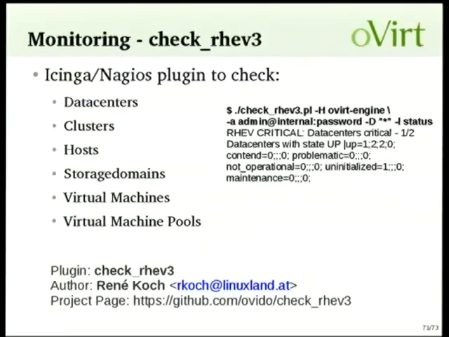As we were talking about monitoring, I just want to introduce another project done by us. It's a monitoring plugin for Icinga and Nagios written in Perl, where you can monitor all your data centers, clusters, hosts, virtual machines, and so on. It's written in Perl, as I like Perl, and it uses the REST API Mike introduced before.